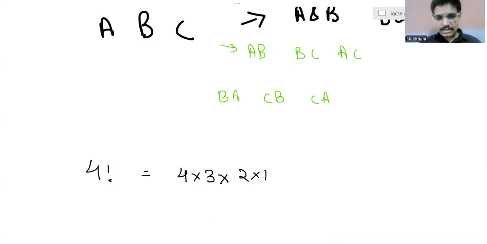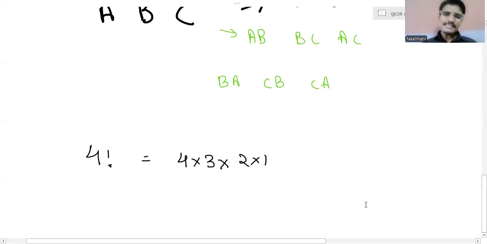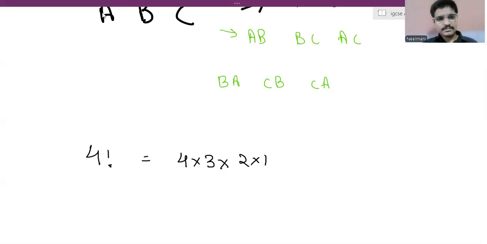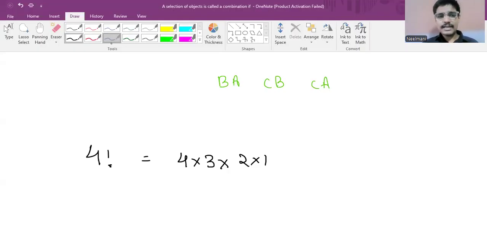Now we would quickly see the general case of a factorial. If I want to represent a factorial, it would be as simple as taking the factorial of a number n, where n is any whole number, a natural number.